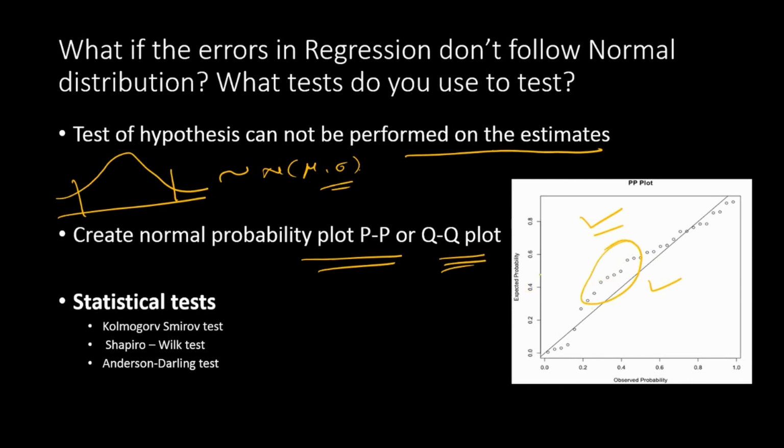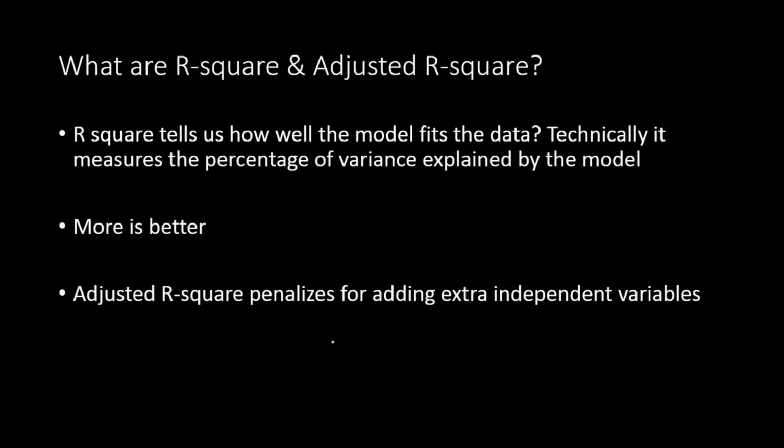some kind of non-normality. There are also statistical tests available, like the Kolmogorov-Smirnov test, Shapiro-Wilk test, and Anderson-Darling test, which can also be performed to find out if the errors are normally distributed or not. Most of the time you will see that if your continuous variables are normally distributed, then automatically the errors will also be normally distributed. So that needs to be checked.